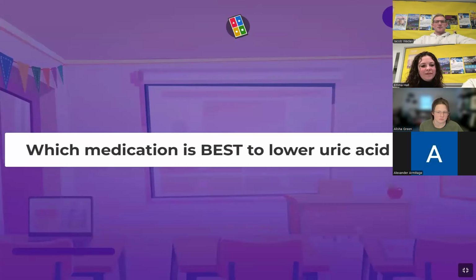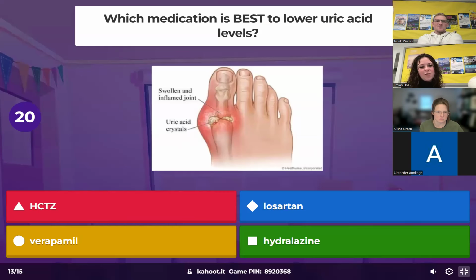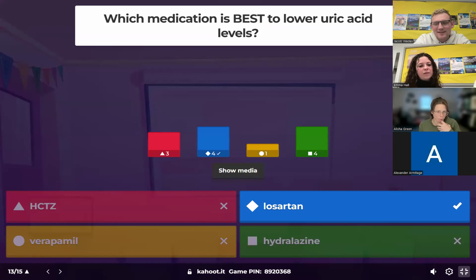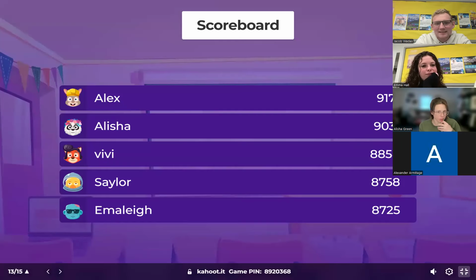Which medication is best to lower uric acid levels? What are you choosing? Yeah, it's gonna be losartan, right? Because those increase the excretion of uric acid in the urine.